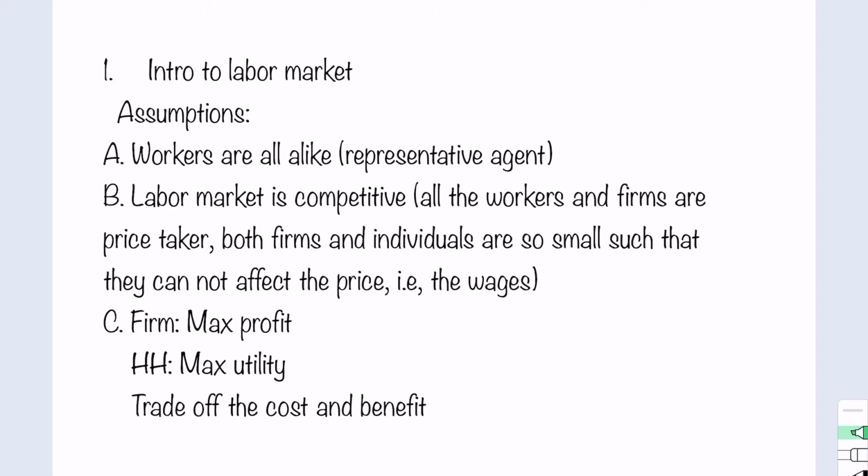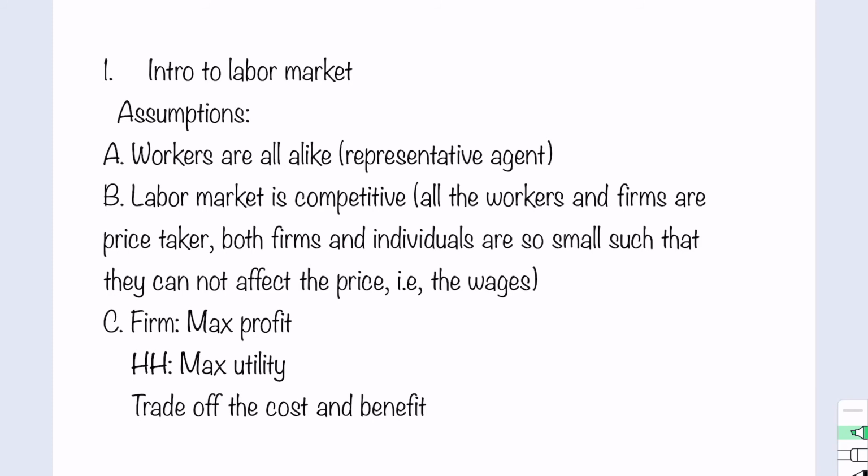When all the workers are alike, it means that everyone has the same talent, such that the behavior of all the individuals is exactly the same. When the behavior of all the individuals is exactly the same, we can describe the behavior of one individual to represent the behavior of the aggregate of all the workers in the economy. We call this the representative agent.